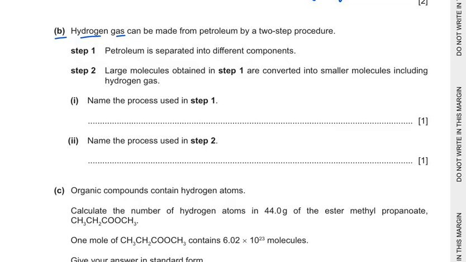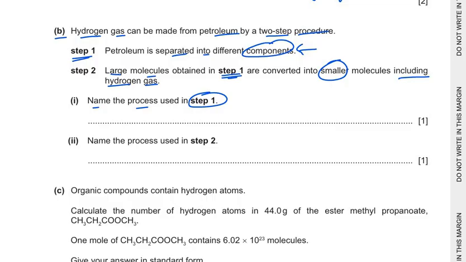The B part: hydrogen gas can be made from petroleum by a two-step procedure. Petroleum is separated into different components, and the large molecules obtained in step 1 are converted into smaller molecules, including hydrogen gas. Now name the process used in step 1. Step 1 is petroleum is separated into different components. Now that is done by fractional distillation. So fractional distillation is the process which is happening in step 1 to separate the different components of petroleum.